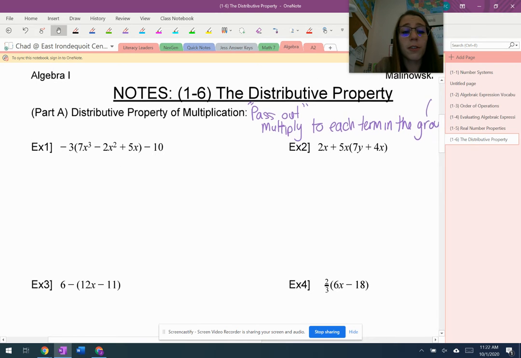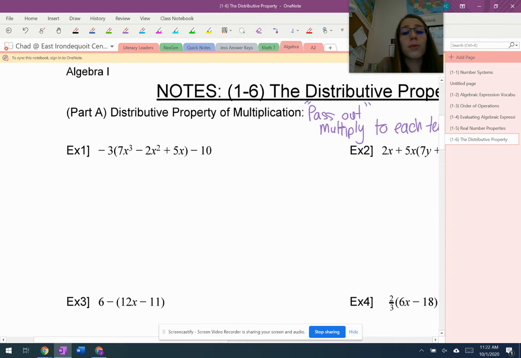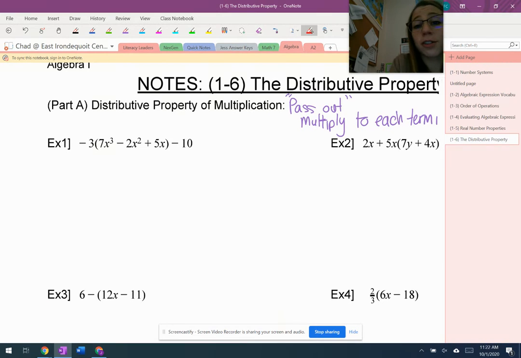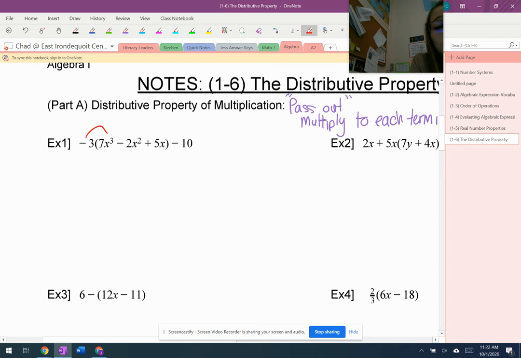So looking at our first example here, what do we have to distribute? What is sitting outside of those parentheses that needs to get distributed to each piece? That would be that entire -3, not just the 3, the -3. So -3 times 7x cubed, -3 times 7 is -21. And I'm not multiplying by any other variables here, so that x cubed is going to stay as x cubed.